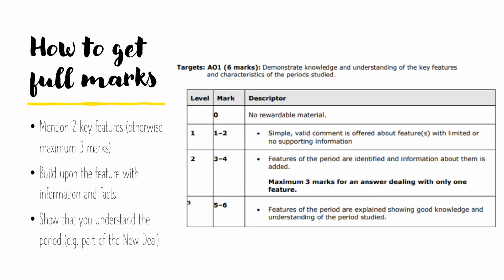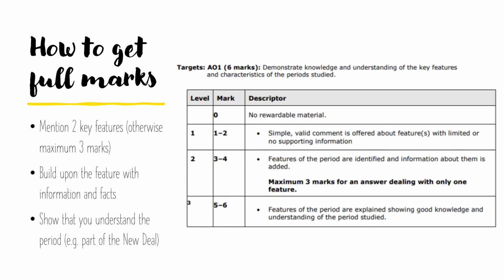And this is the important part that differentiates you between level 2 and level 3. So level 3, features of the period are explained, so you're not just quoting random pieces of facts, you're linking them all together. So if you're saying 8 million Americans were employed, then you also need to be saying, and this lowered unemployment figures, which were high during, for example, the Great Depression. So you need to show understanding of the period studied.